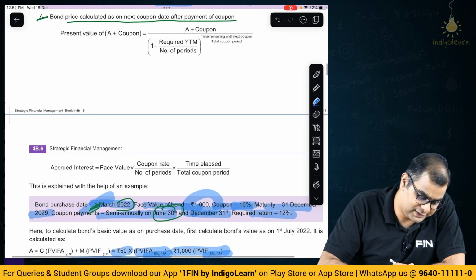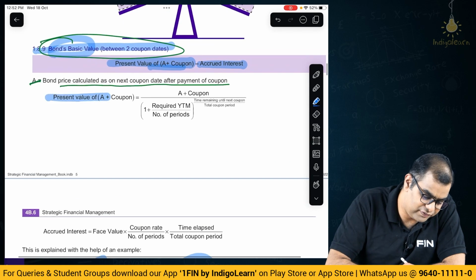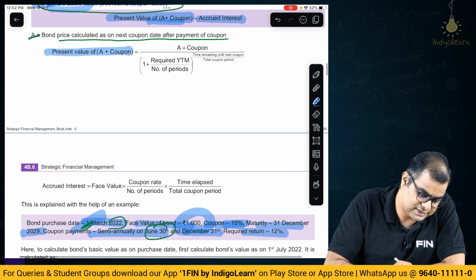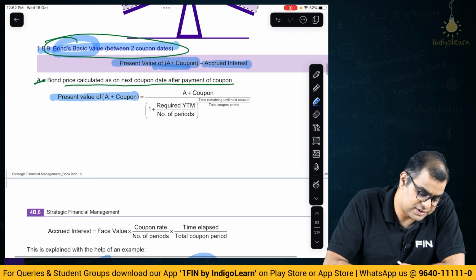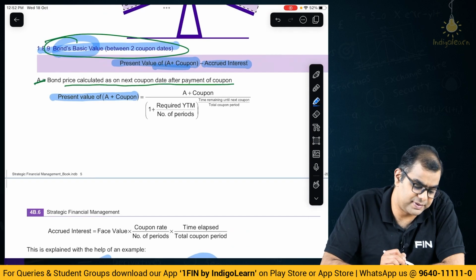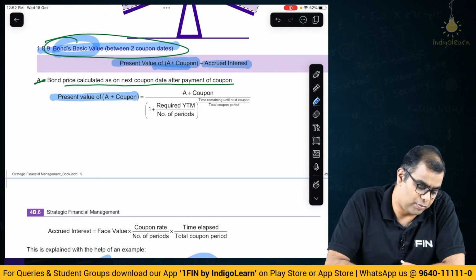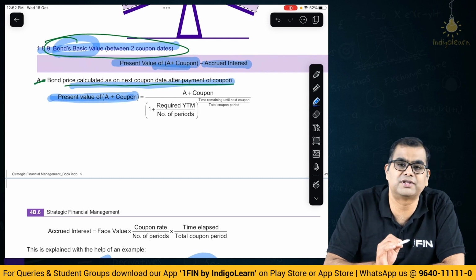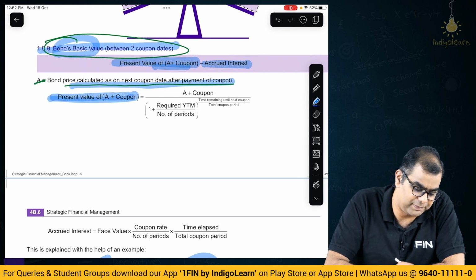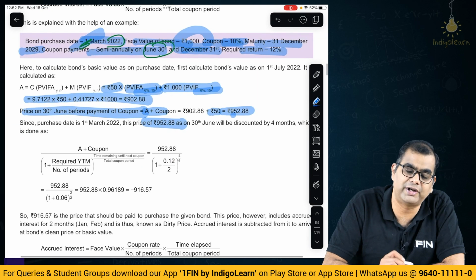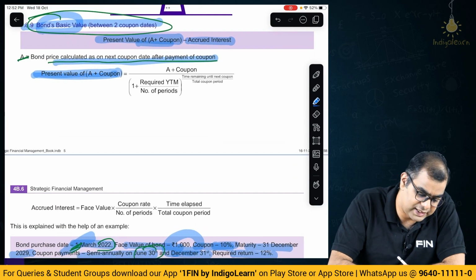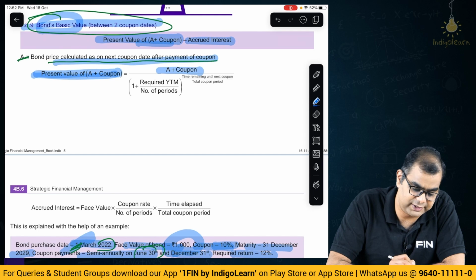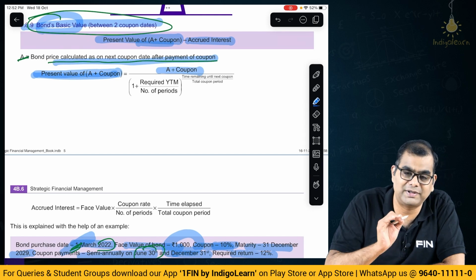What is the formula here? Present value of A and coupon, and A is the bond price after next coupon date. So, this present value of A plus coupon, what you're trying to compute, A plus coupon value is 952.88. So, now for that 952.88 you have to compute the present value. You put 952.88 as numerator, and divide it by 1 plus the yield.